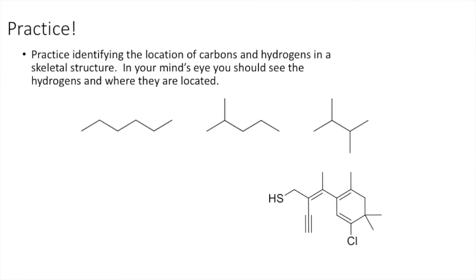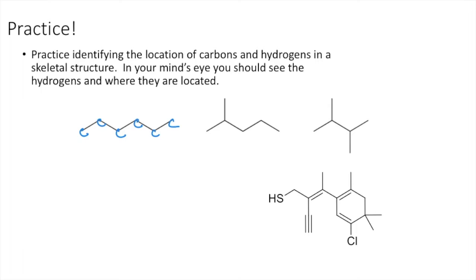So for practice, why don't you try identifying the location of the carbons and hydrogens in all of these molecules, and then you can pause the video and check back and see if you had it correct. Okay, so let's start with this one. There's a carbon at the end of each stick and at the intersection of lines. So there's 1, 2, 3, 4, 5, 6 carbons.